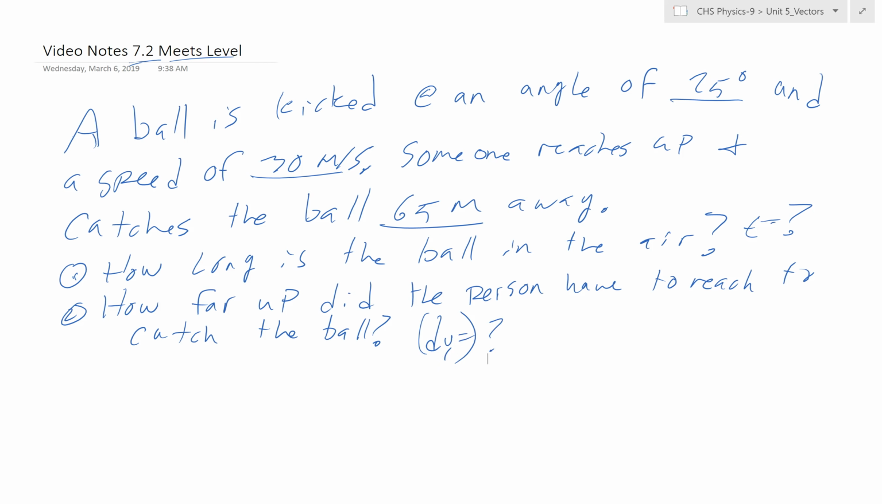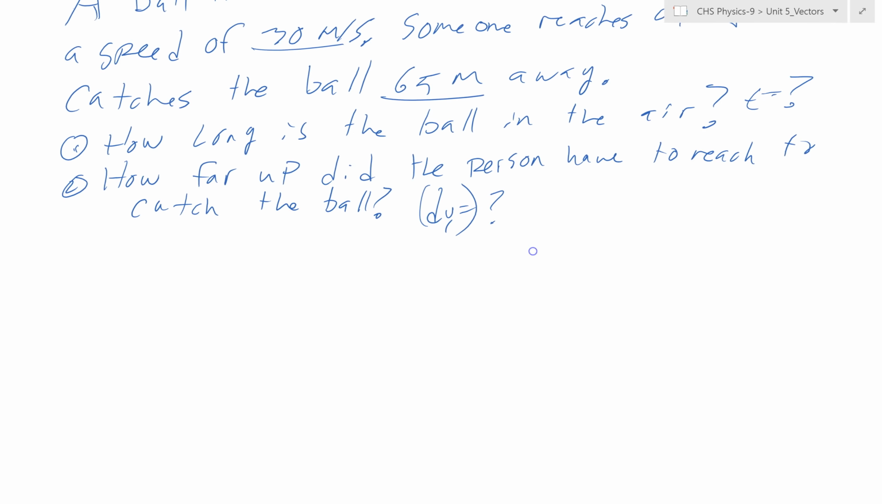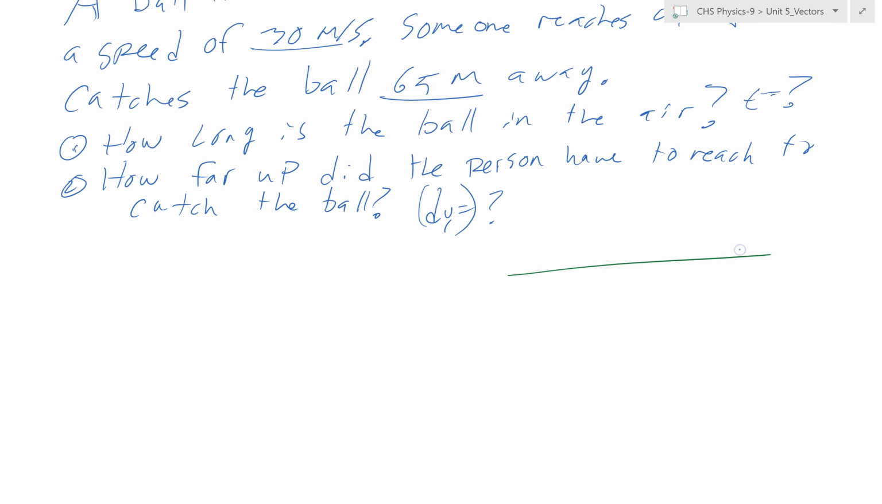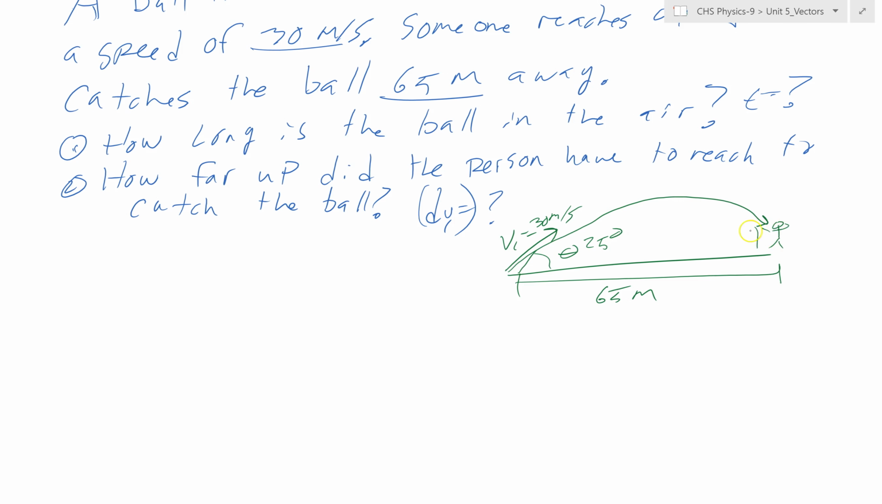Anyway, in this one we're going to solve for the displacement in the y direction, and you'll see why. First thing we should do is draw a picture, just so we can see what's going on. The ball goes up like this. The angle is 25 degrees, and the total v1 is 30 meters per second. We know that this distance is 65 meters, and I'm going to redraw this because it's actually something like this. This person catches it some distance above the ground.